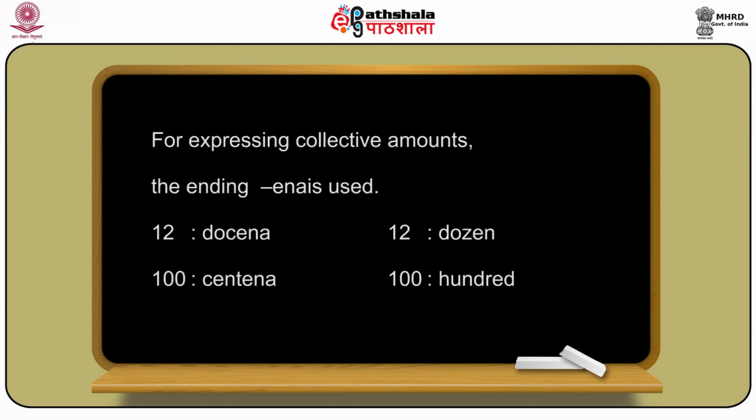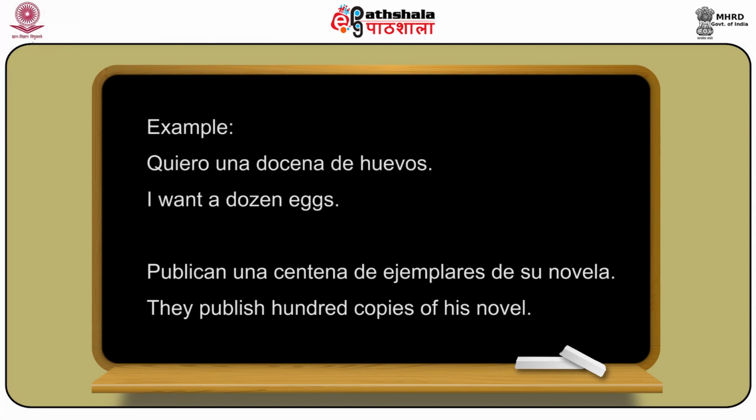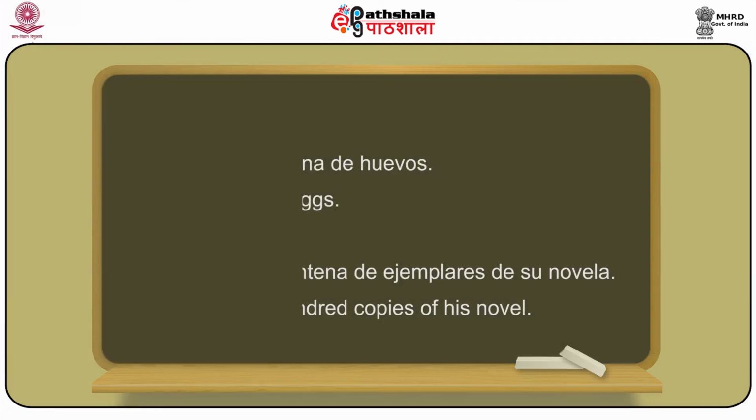In the same way, for expressing collective amounts, the ending ena is used. For example, if we want to say dozen, it will be docena. If you want to say hundreds, it will be centena. For example, if I say I want a dozen eggs, I can say quiero una docena de huevos. Or if I say they publish 100 copies of his novel, it can be said as publican una centena de ejemplares de su novela.